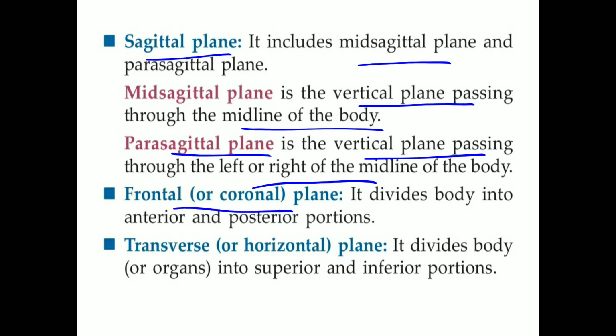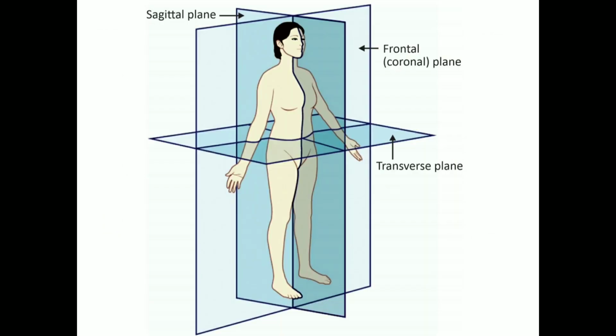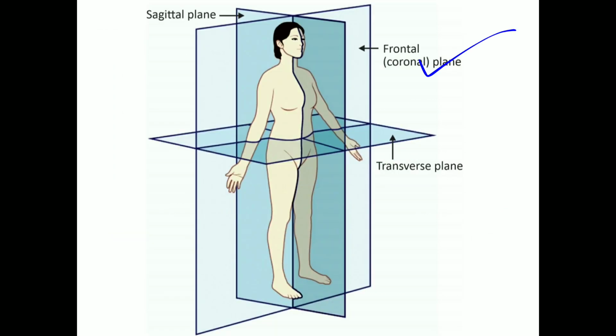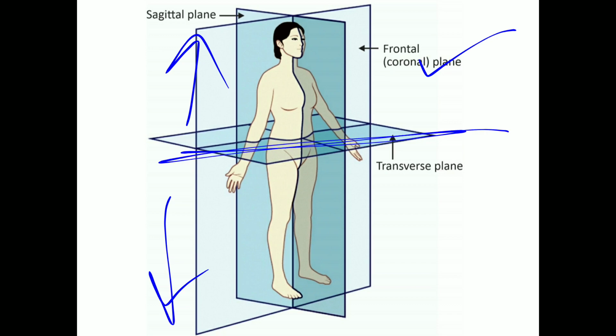The next is the frontal plane, or the coronal plane. It divides the body into anterior and posterior portions, dividing the body laterally into an anterior part and a posterior part. Then the transverse plane, or the horizontal plane, divides the body or the organs into superior and inferior portions, dividing the body transversely.